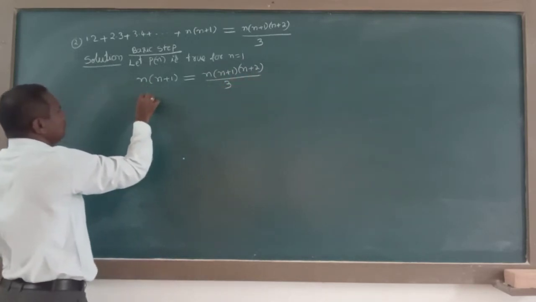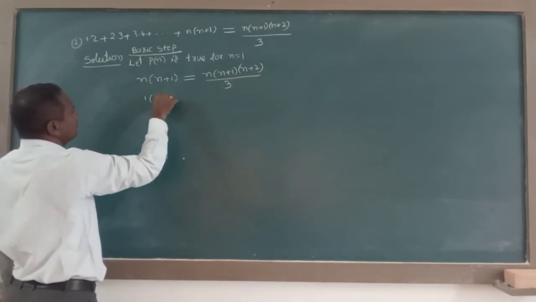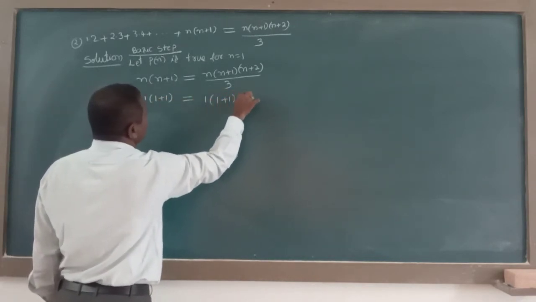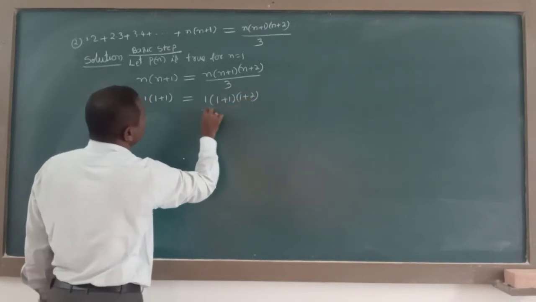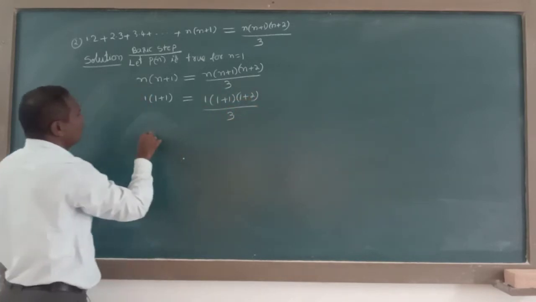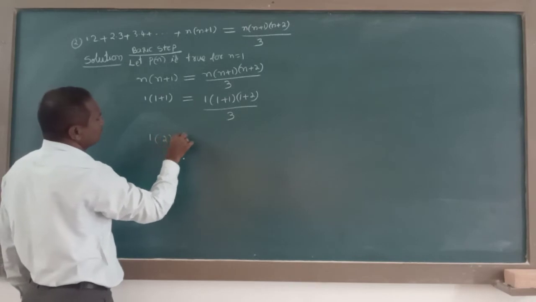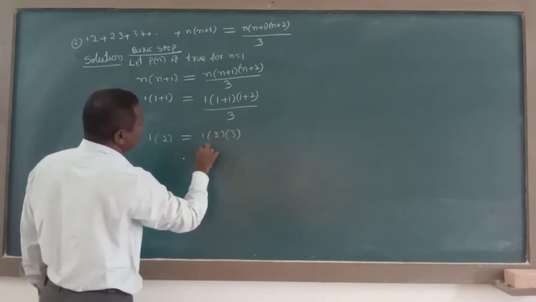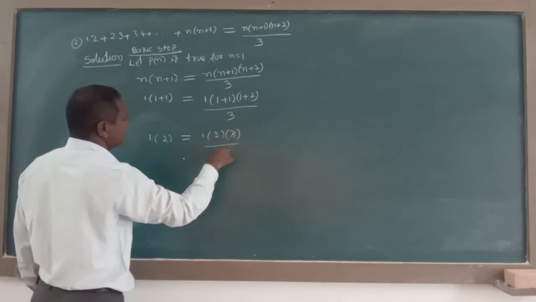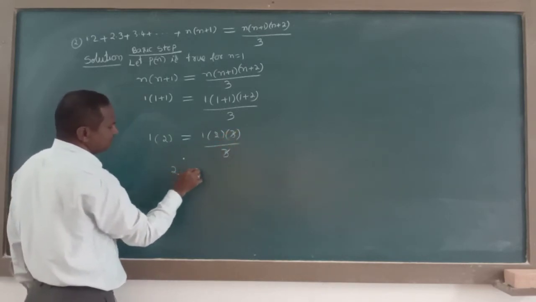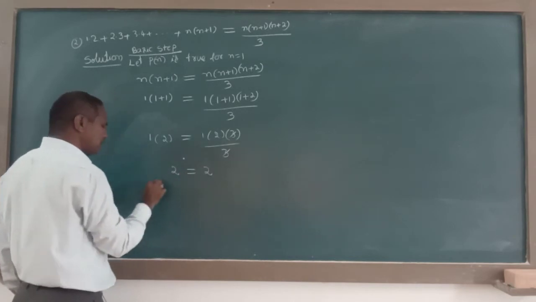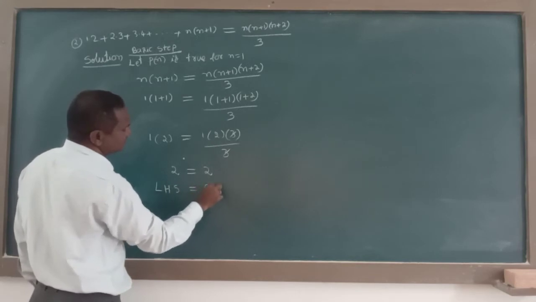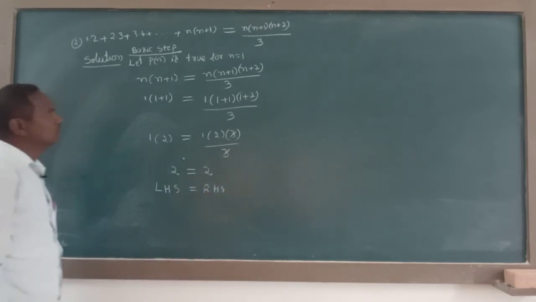That is, 1 into 1 plus 1 is equal to 1 into 1 plus 1 into 1 plus 2, whole divided by 3. 1 into 2 is equal to 1 into 2 into 3, whole divided by 3. The 3 gets cancelled. Finally we write 2 is equal to 2, or LHS is equal to RHS.